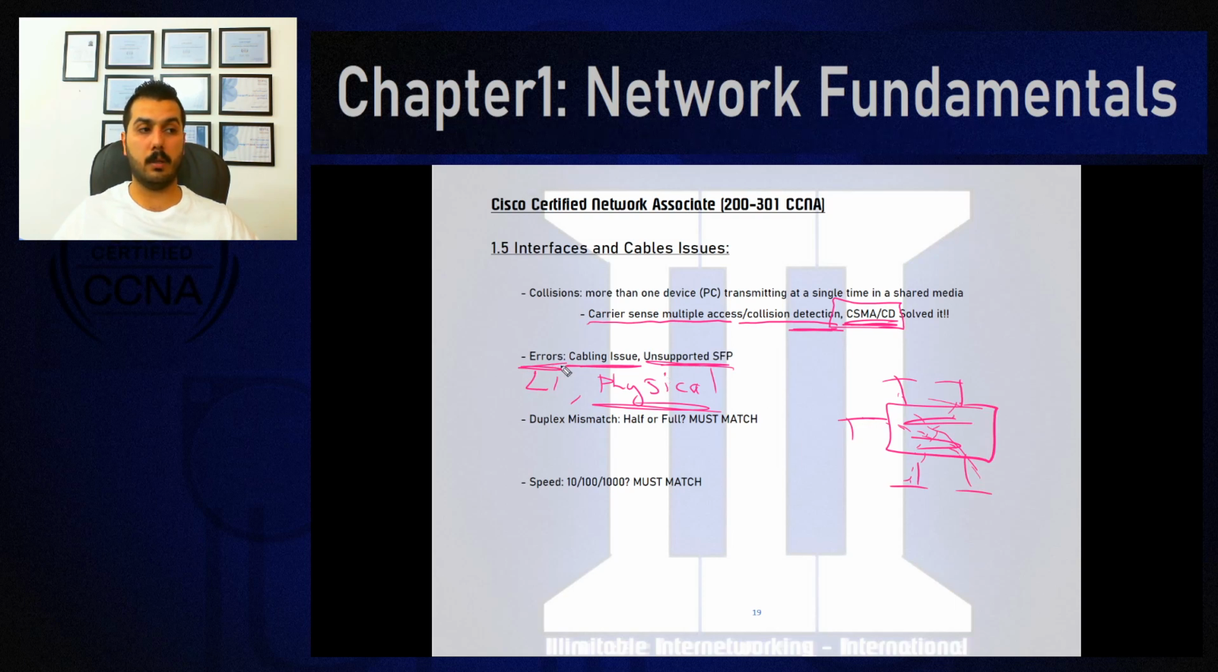This is what you can solve, or you can maybe guess when you have the error messages on your device. Duplex mismatch. Devices or cables used to transmit in half duplex or full duplex. Half duplex is a shared media where you can only send at a time without receiving feedback from the device at the same time that you are sending.